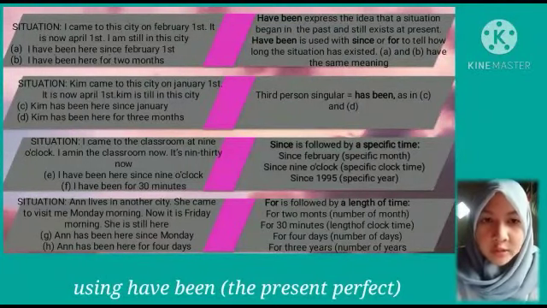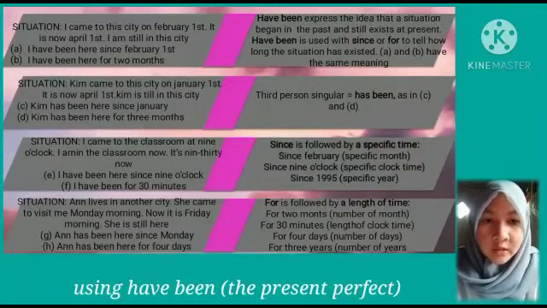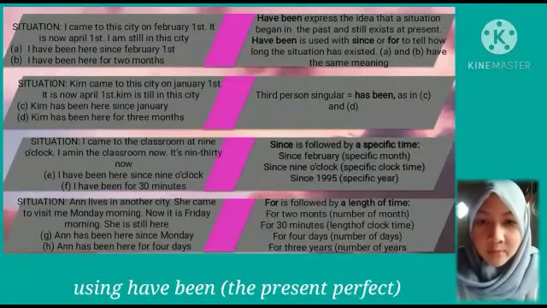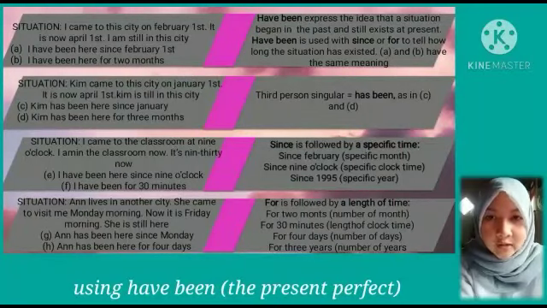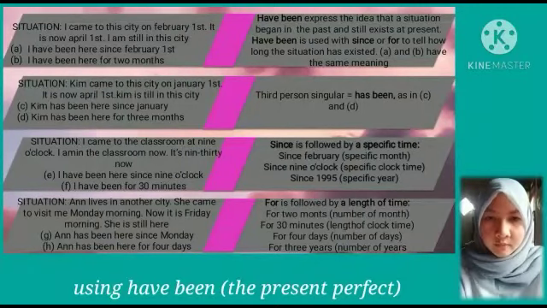Situation: I came to this classroom at 9 o'clock. I'm in the classroom now. It's 9:03 now. E. I have been here since 9 o'clock. F. I have been here for 3 minutes. Since is followed by a specific time: since February, a specific month; since 9 o'clock, a specific clock time; since 1905, a specific year.